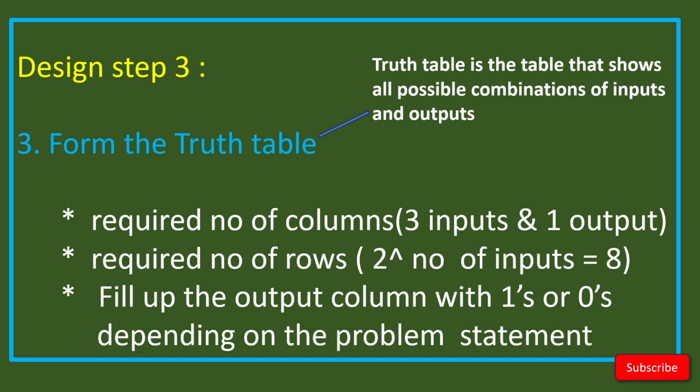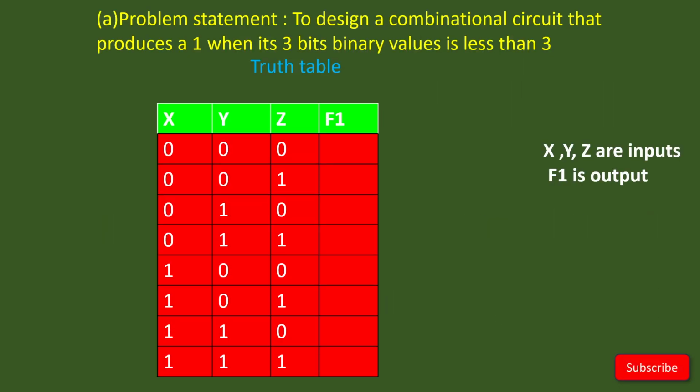Then we have to fill up all these input combinations and the corresponding output column with ones or zeros depending on the problem statement. So now we are going to have this truth table. We have written all the input combinations from 0, 0, 0, 0, 0, 1, 0, 1, 0, 0, 1, 1, then 1, 0, 0, 1, 0, 1, 1, 1, 0 to 1, 1, 1.